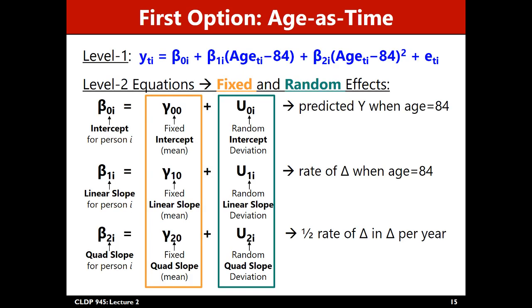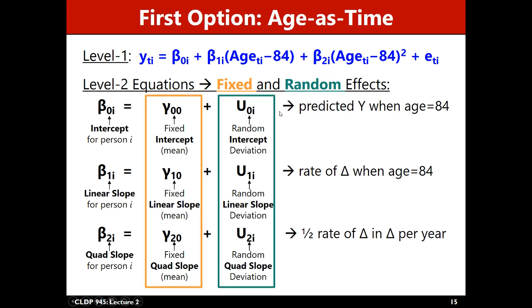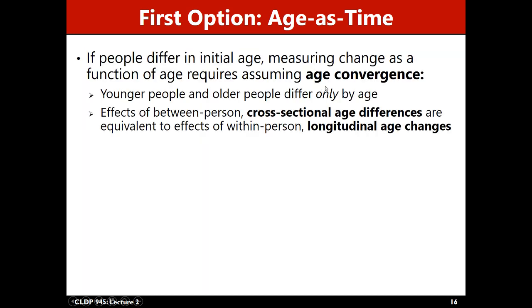So this seems okay, right? We can throw in age as time, but this model makes a really strict, untested assumption, which is known as age convergence. It's the idea that the cross-sectional and the longitudinal effects of age are the same. That we're talking about the effect of being 1 year older, and it doesn't matter if you were 1 year older to begin with or you became 1 year older during the study.